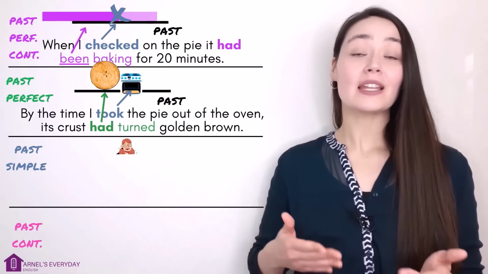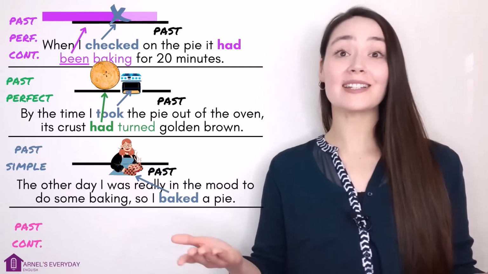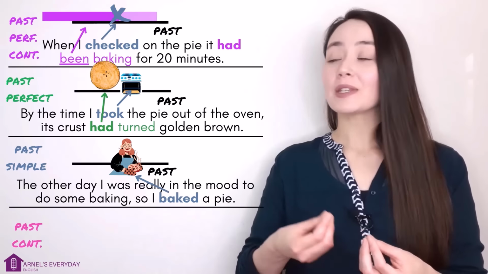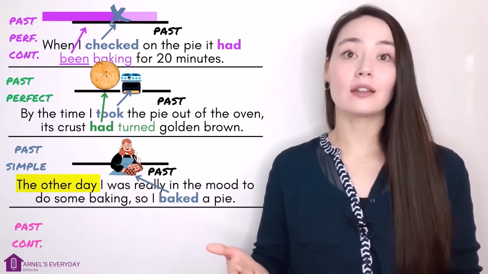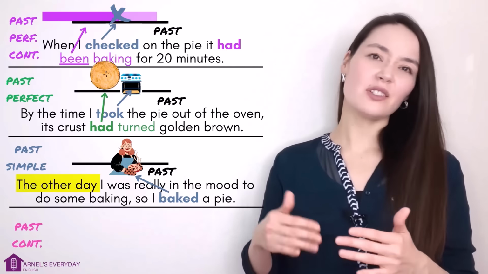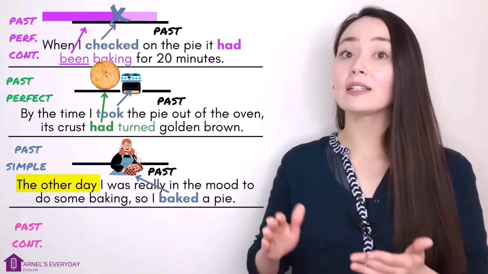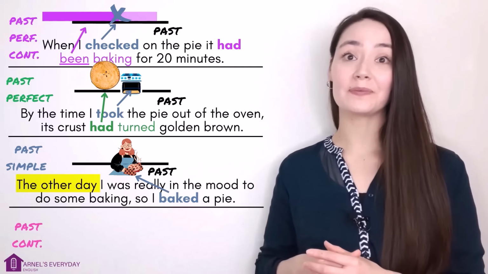Past simple. The other day, I was really in the mood to do some baking, so I baked a pie. Past simple, specific time, the other day. And the other day means recently in the past, maybe 2-3 days ago. The past simple is not dependent on another past point.